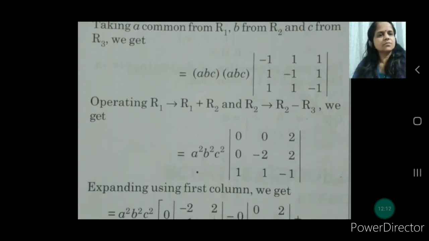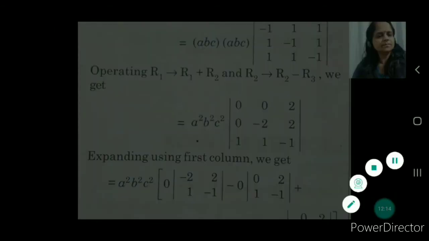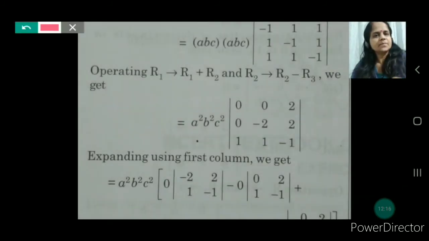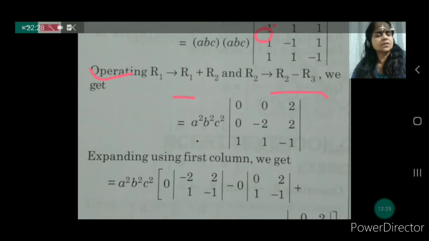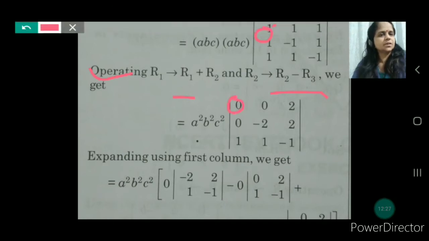Now in the next step, apply the property R1 plus R2, and here R2 minus R3. So you will get minus 1 plus 1, so it becomes 0 in R1. And it is 1 and minus 1, so here also it becomes 0. But in the third element it's 1 and it's also 1, so it becomes 2. Now in R2 it is R2 minus R3.